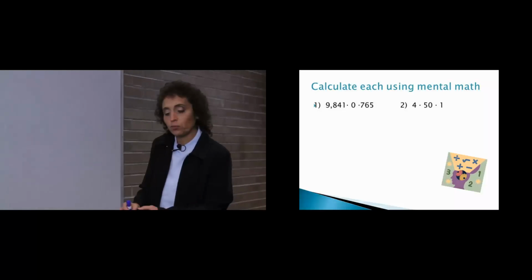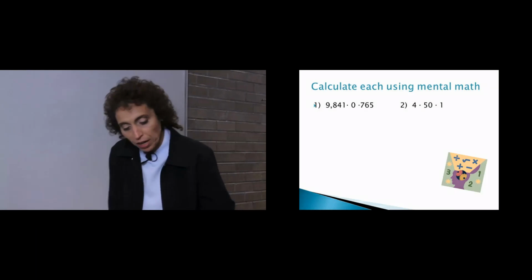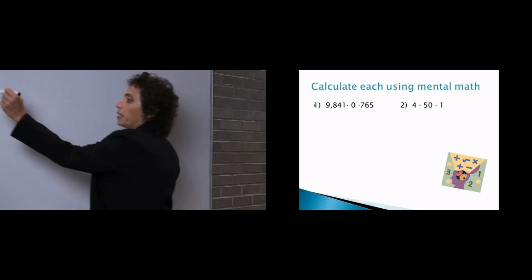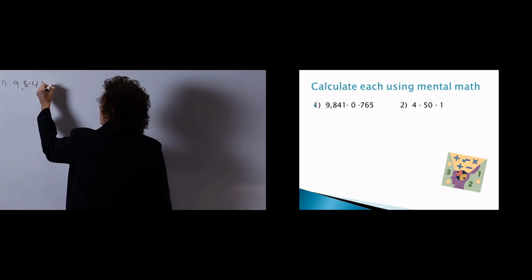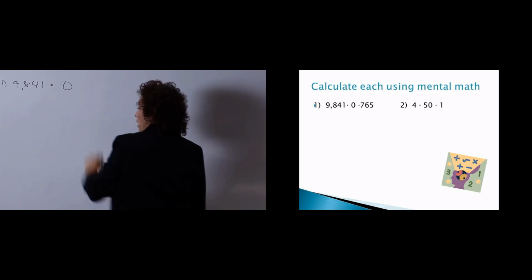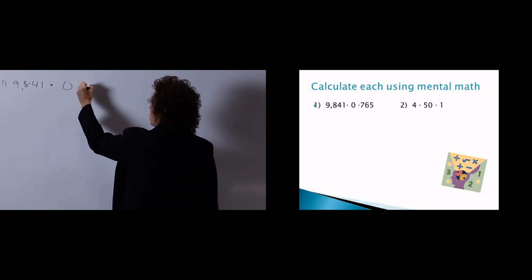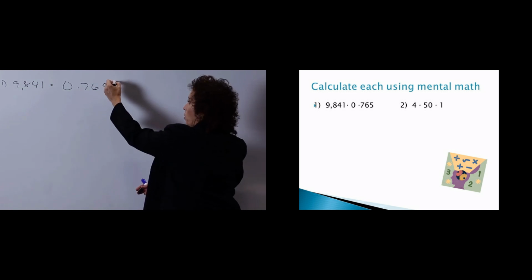All right, let's calculate using mental math. What we mean by mental math is to do it kind of in your head. These problems are in your workbook, and the first problem is 9,841 times 0 times 765. Remember that the raised dot means multiplication. We want to do this problem in our head.